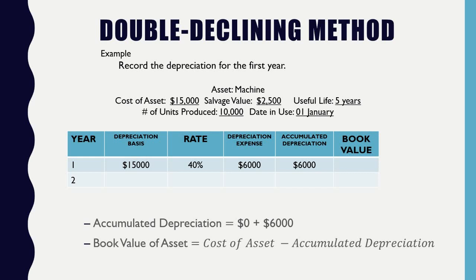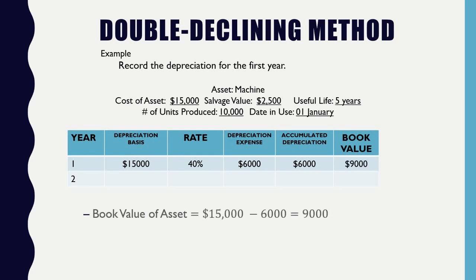So then what is the book value at the end of year 1? Well, let's calculate it. Your asset cost of $15,000 minus your accumulated of $6,000 is going to give you $9,000. Okay?